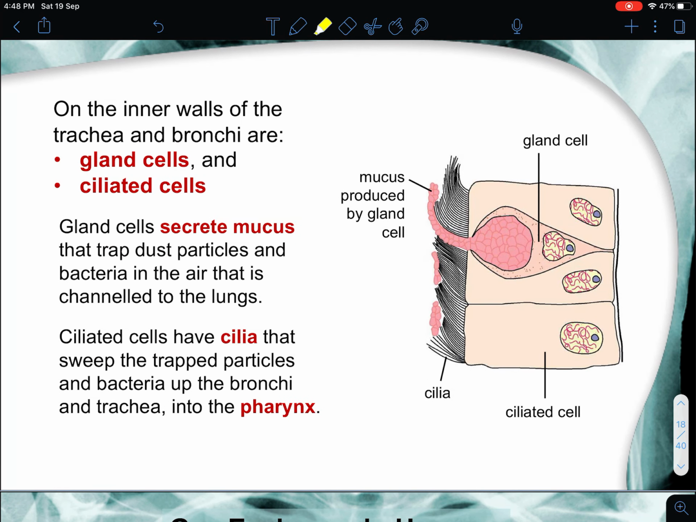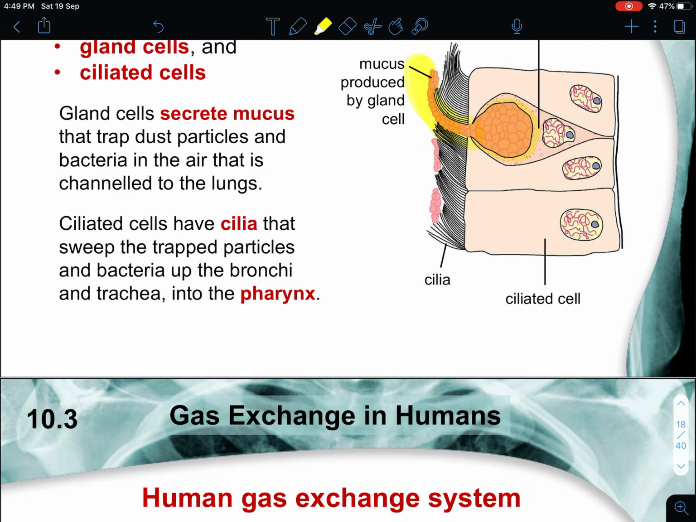On the inner walls of the trachea and the bronchi are gland cells and ciliated cells. So the gland cells help to produce mucus to trap particles and bacteria in the air. So these are like more of a sticky layer. While you have your ciliated cells, which have all your cilia, to act like a sweeper, to trap the dust particles and to help to channel all of these upwards of your mouth so that you can expel it. These ciliated cells have the cilia that sweeps the trapped particles and bacteria up the bronchi and trachea into the pharynx.